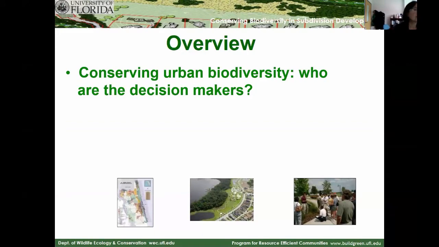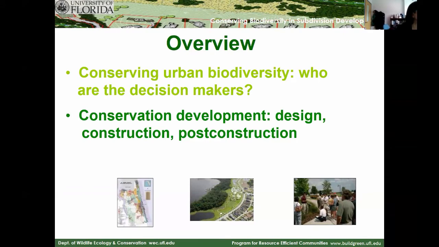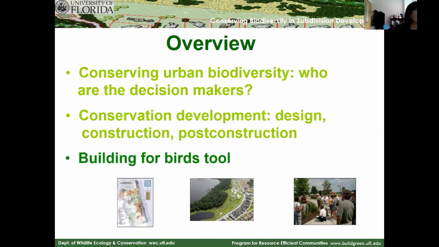The first part, I go through a heuristic look at who are the decision makers in and around cities. And next, I talk a little bit about conservation developments. A lot of what we work on through the University of Florida and with our collaborators is trying to create model communities that adopt new designs and practices to conserve biodiversity. And that's the link that Anna was talking about. I only highlighted a few of these items, but most of the details are in the course manual itself. And then the last part of the talk will be going through this new online Building for Birds tool.